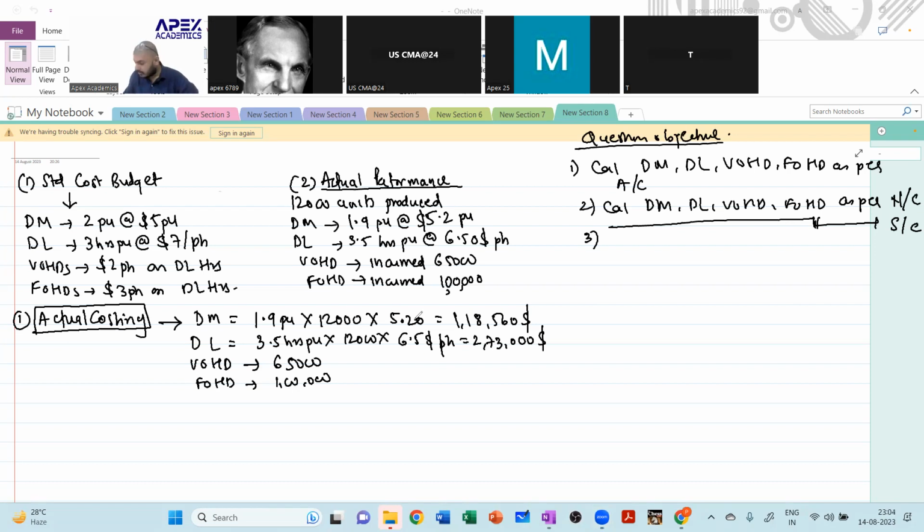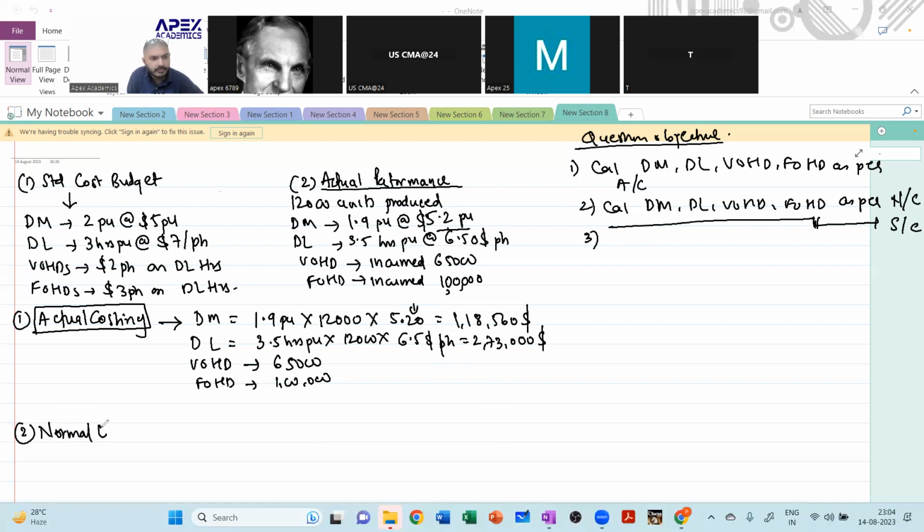Let me just check. 1.9 into 12,000 into 5.2. 1,18,560. My overall is correct, but I'm sorry, this was an error here. It will be the actual only. Right? Now, actual costing is over.